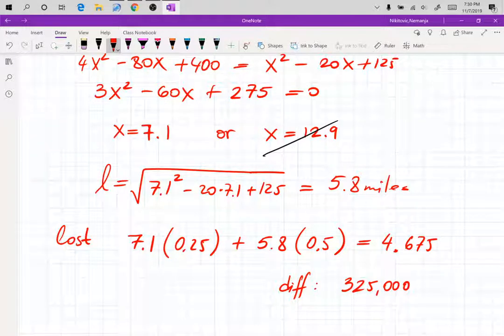So we just did the word problems. You see how much they can bring to the table. So I hope this made sense.